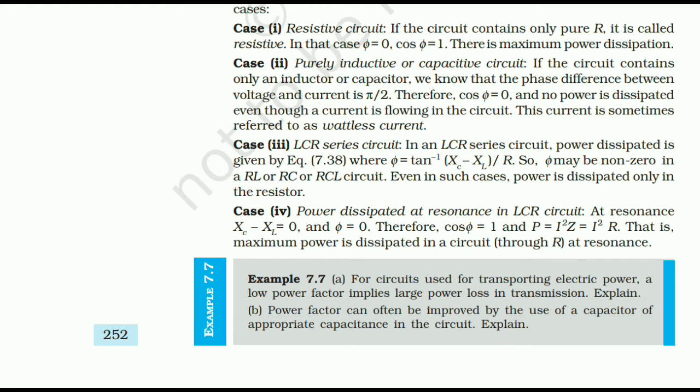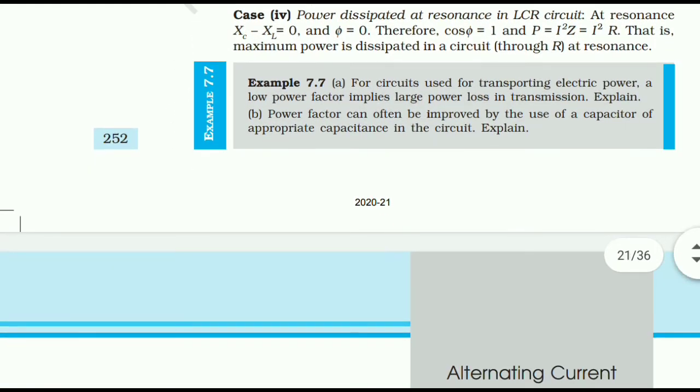I am skipping example 7.7 for you to solve it later, or you may pause the video and solve it right now.